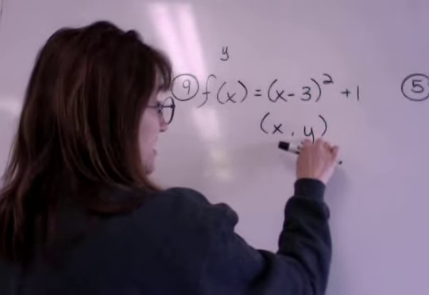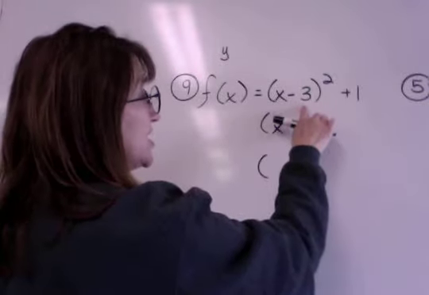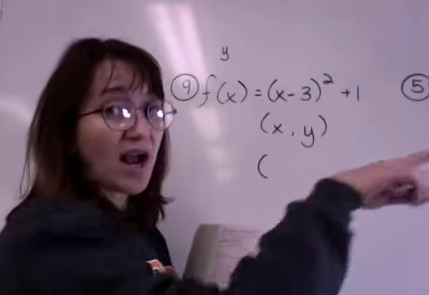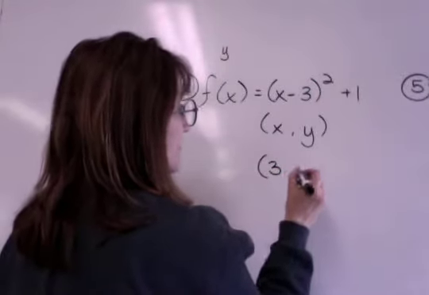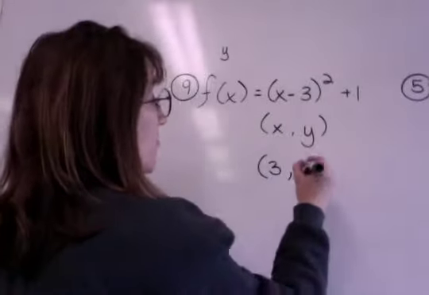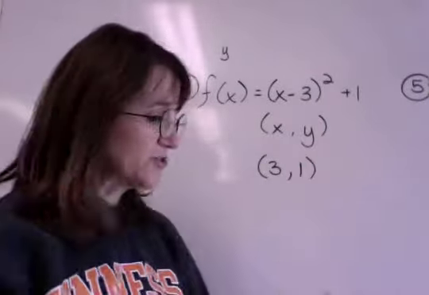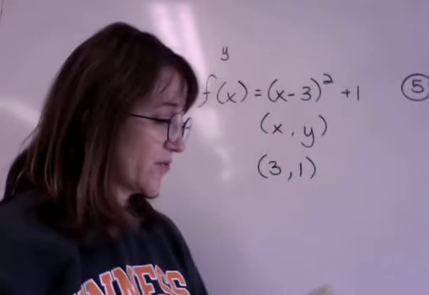That's the up and down. This is the right to left. That 3 is telling me to go to the right 3 places, so that's a positive 3. That's telling me to go up and down on that y-axis 1 place. So that's your vertex for that parabola on number 9.